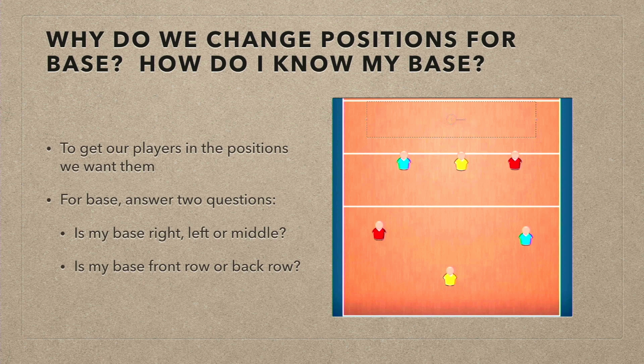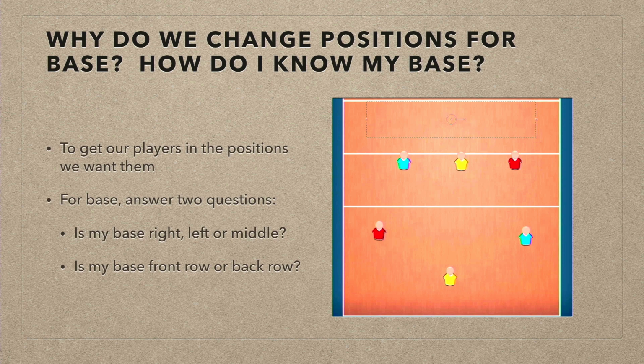So, for example, I might tell a left side player in the back row that I really want them at middle. So they would say, oh, at base in the back row, I'm middle. In the front row, I'm left side. Okay, so you need to know if you're back row or front row and whether your base is left, middle, or right, and then you need to go there. So we'll talk a little bit about that.